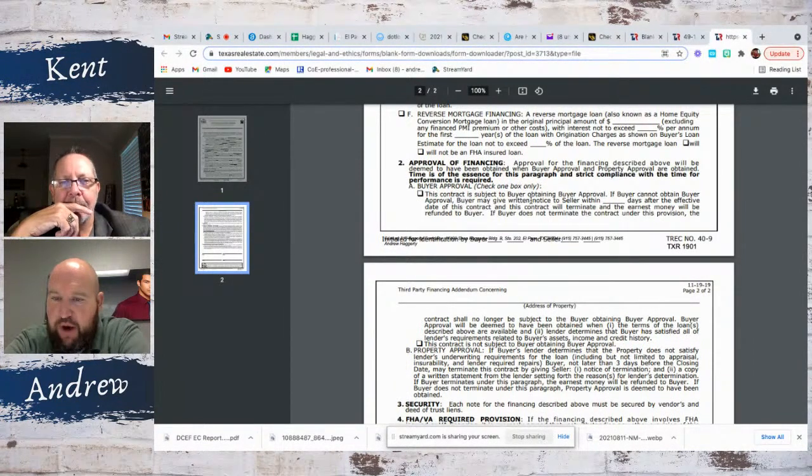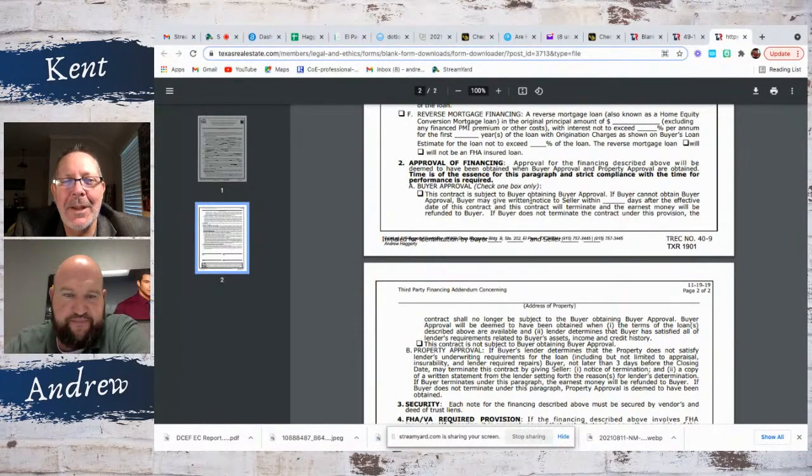If buyer's lender determines the property does not satisfy lender's underwriting requirements for the loan, including but not limited to appraisal, insurability, and lender required repairs, buyer not later than 3 days before closing of a written date may terminate this contract by giving seller notice of termination and a copy of a written statement from the lender setting forth the reasons for lender determination. If buyer terminates under this paragraph, the earnest money will be refunded to buyer. If buyer does not terminate under this paragraph, property approval is deemed to have been obtained. This is one of those dangerous ones where the property has to approve too for the lender to be able to take this deal on.